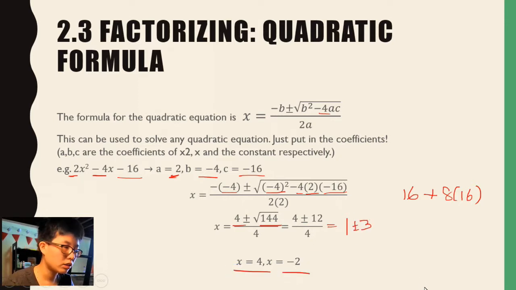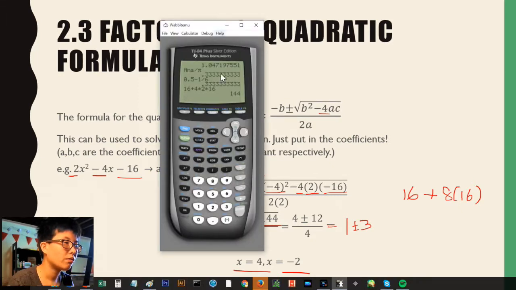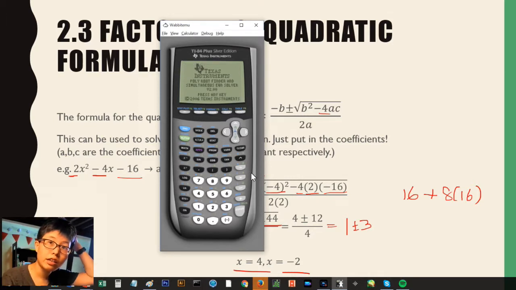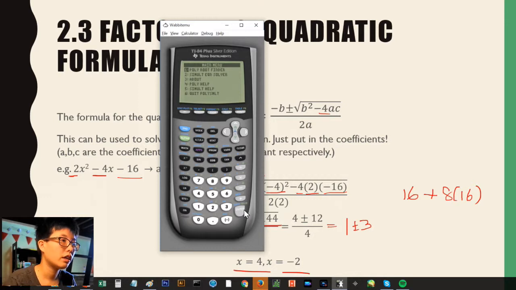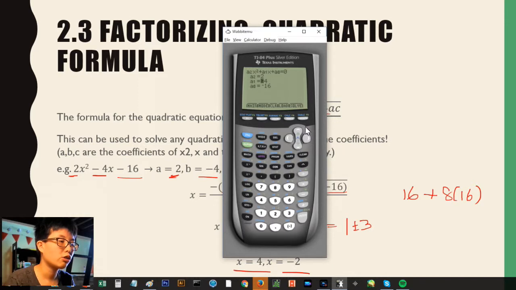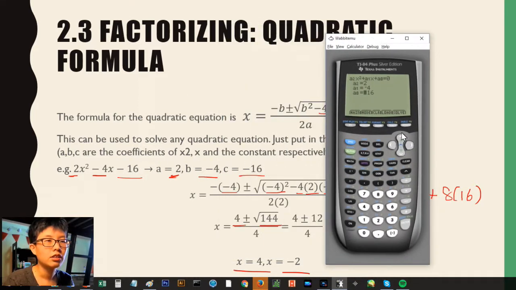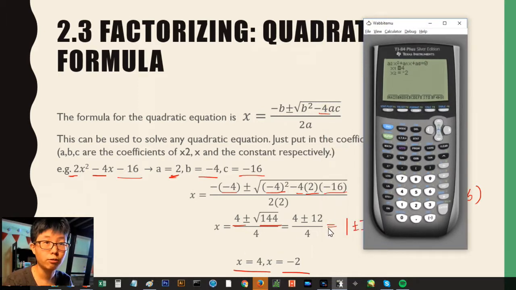So I can also demo this to you with the calculator. You can try this on the scientific calculator, even if it's not a graphic calculator. So go to the polynomial root finder, and I put in 2, negative 4 and negative 16. Even though it's a2, a1, a0, it's actually the same thing as your a, b, c here, so don't need to worry about that. And here we have our answer, x equals 4 and x equals negative 2.